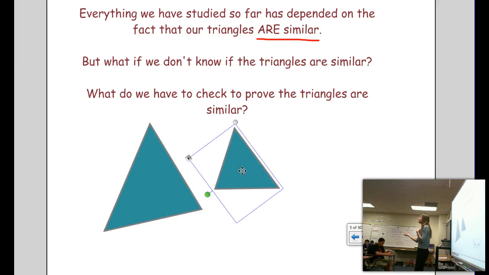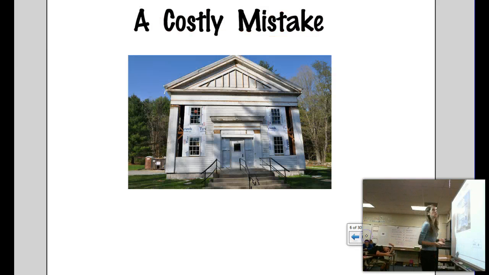What do we know about similar figures? What do we know about their angles? Their angles are the same. And what about their sides? They don't have to be the same. Starts with a P. Proportional. Angles are the same. Sides are proportional. So we're going to need to check that the angles are the same and that the sides are proportional.